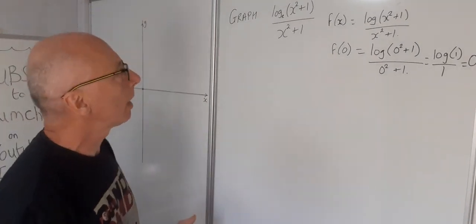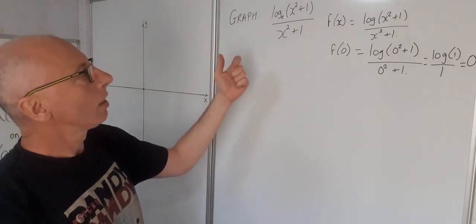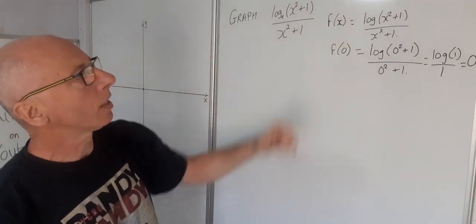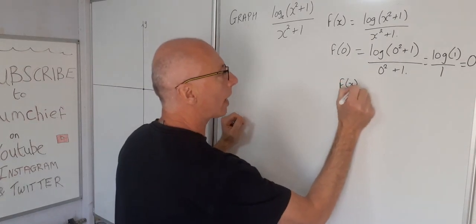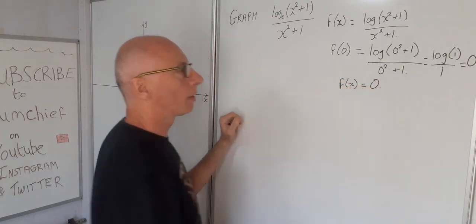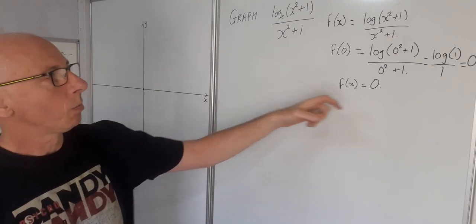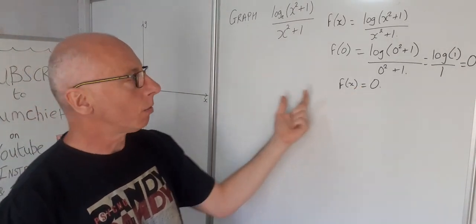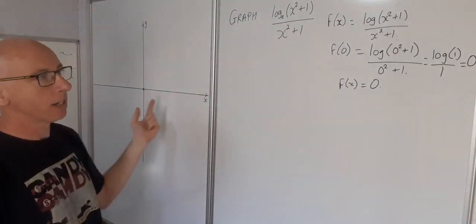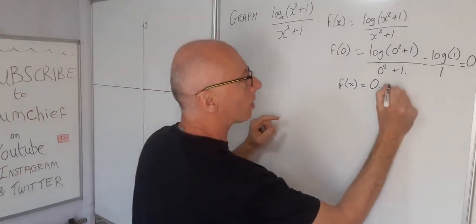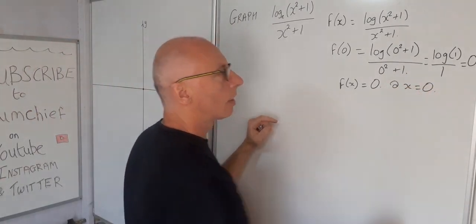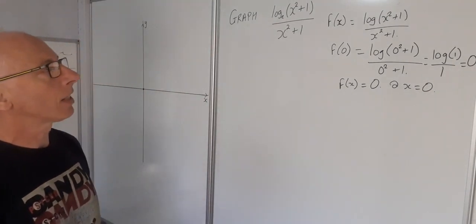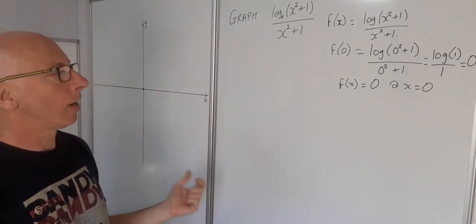Next thing we need to work out is what happens if we set this whole thing to 0. So what we're looking for is when does f of x equal 0? Well, we know when the whole thing equals 0, we've just done that because f of x is 0 when x is 0. So that is at the point x equals 0. So this thing actually goes through the origin fine, that's okay.